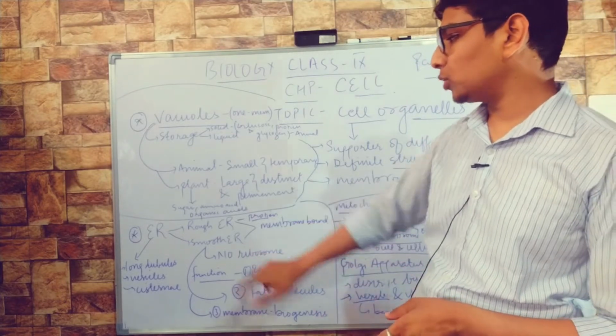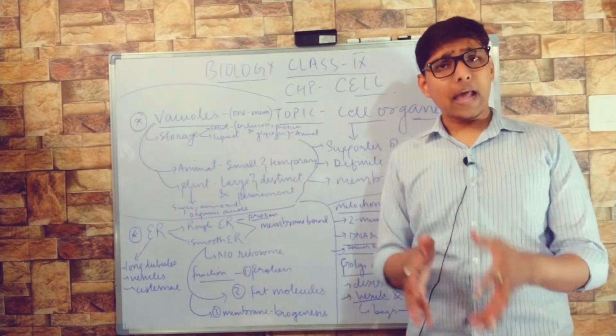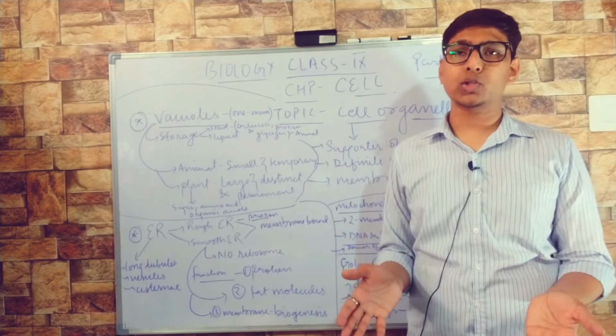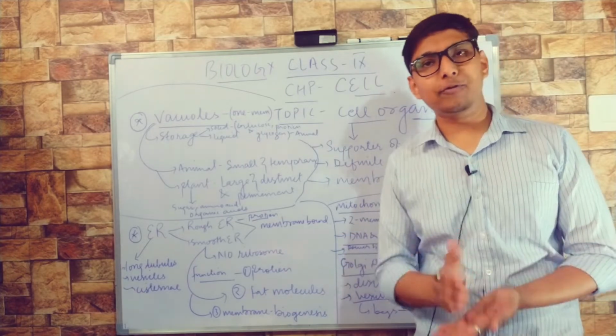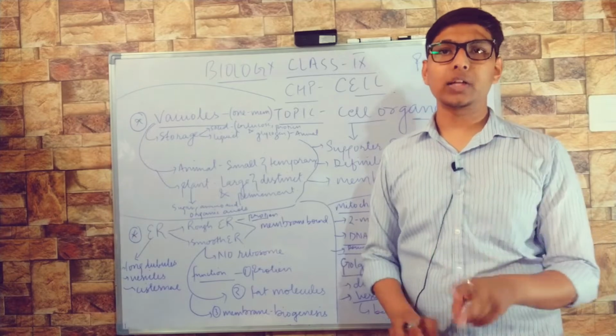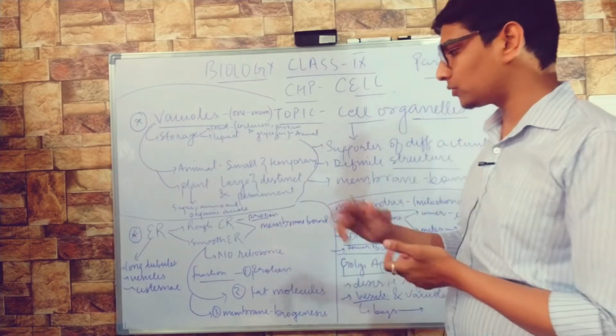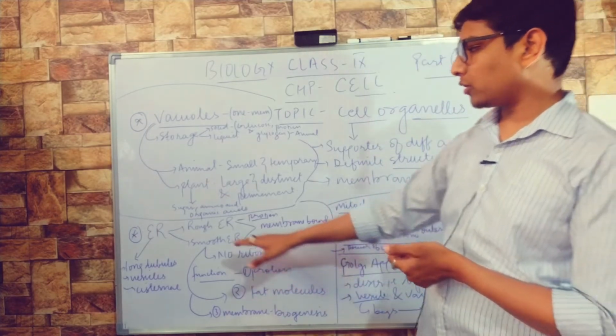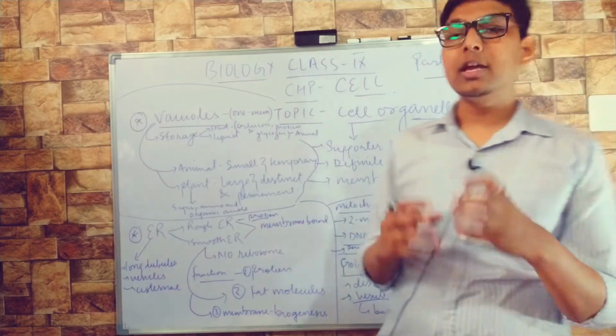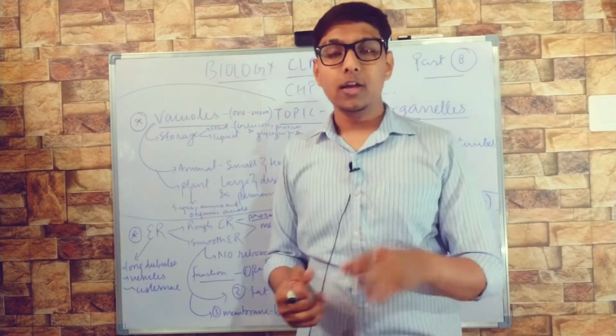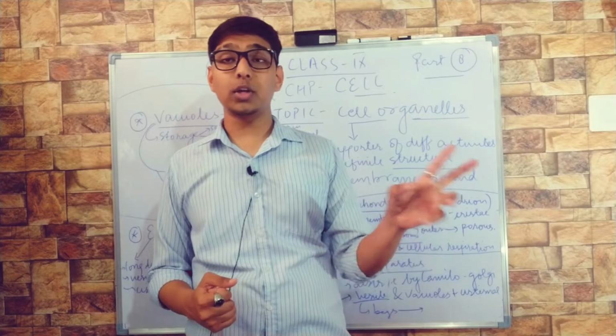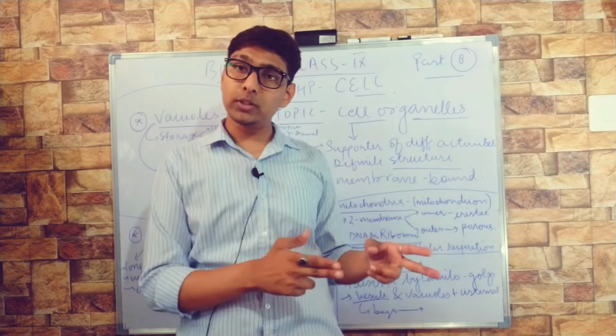Now coming to the smooth. In the case of smooth, as they are smooth, there is no ribosome attached to it. If ribosomes are not attached, definitely they will not be synthesizing protein. This is how we can differentiate both of them. And the function of smooth endoplasmic reticulum is production of fat molecules. What was the function of rough? It was protein. Smooth, it is fat.